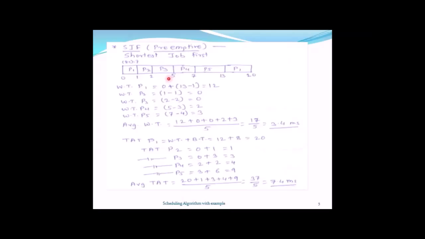If we observe, at 4 process P5 also arrived. Now we are comparing the remaining burst time of process P3, which is 1, and the burst time of P5, which is 6. So the remaining burst time of process P3 is smaller. So process P3 will continue its execution till 5, and after that we can choose the processes simply based on their burst time, comparing their burst time.